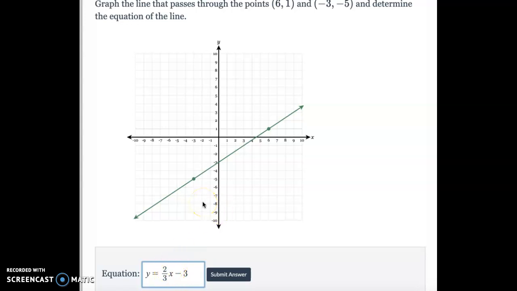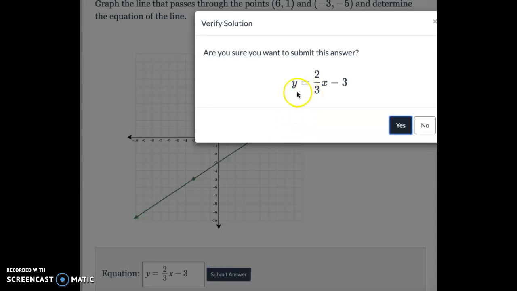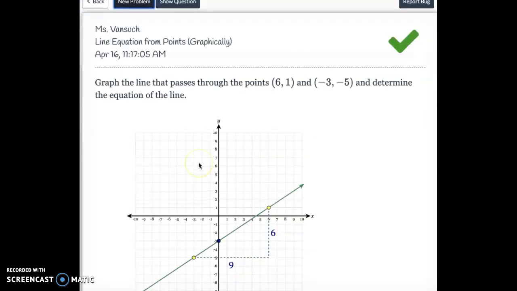Now we ask ourselves, is this a positive or a negative slope? Well, it's sloping upwards, so it's definitely a positive slope. So our final answer is y equals our slope times x plus or minus the y-intercept. Y equals 2/3 x minus 3. Go ahead and submit that. You're good to go.